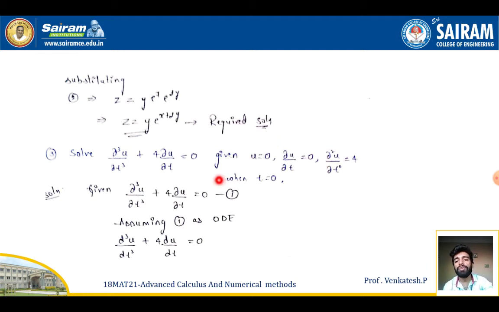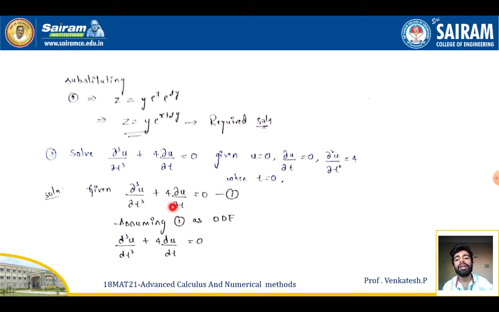So next problem, solve dou cube u by dou t cube plus 4 times of dou u by dou t is equal to 0. Given u is equal to 0, dou u by dou t is equal to 0, dou square u by dou t square is equal to 4 when t is equal to 0. So take the given equation first.